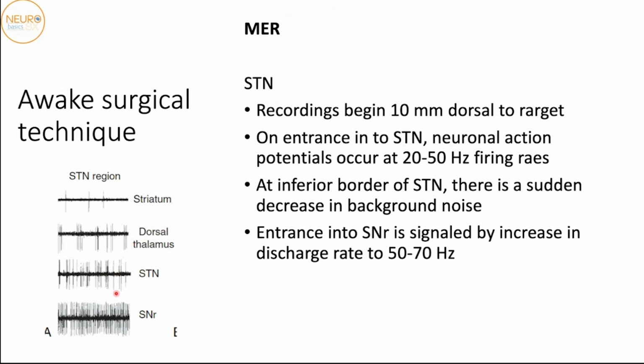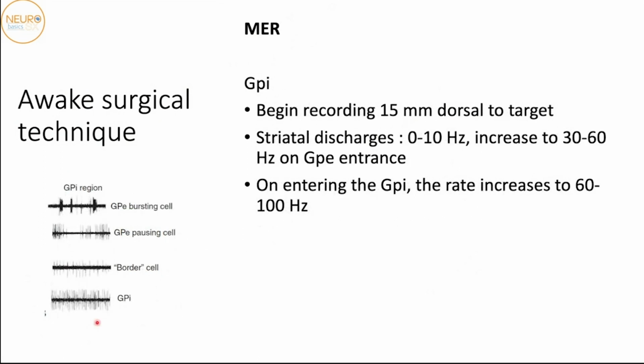So once you enter the STN, you should get 20 to 50 hertz firing rates. At the inferior border of the STN, there will be a sudden decrease in whatever background noise is there. And if you continue going below that, you're going to enter the substantia nigra pars reticulata, and that is going to be showing a much higher signal discharge of 50 to 70 hertz. So you'll be able to identify that you've entered the SNR and you're not in the STN anymore.